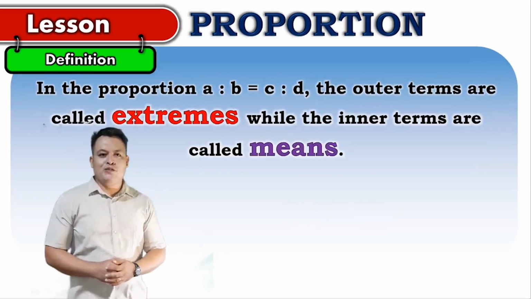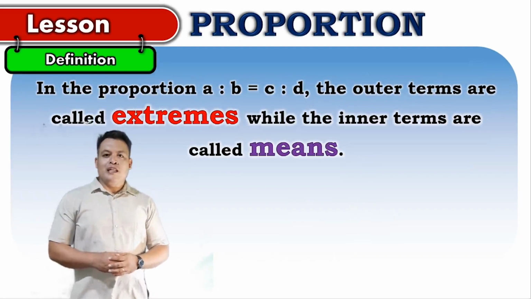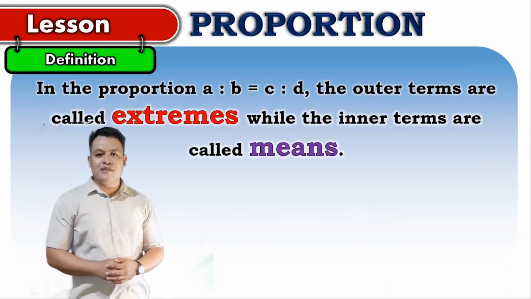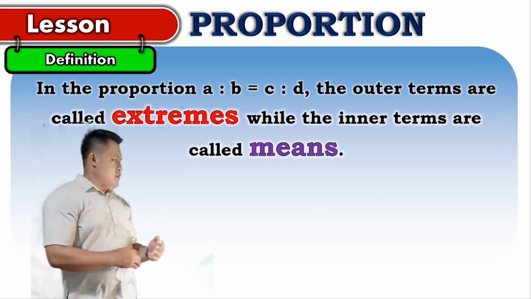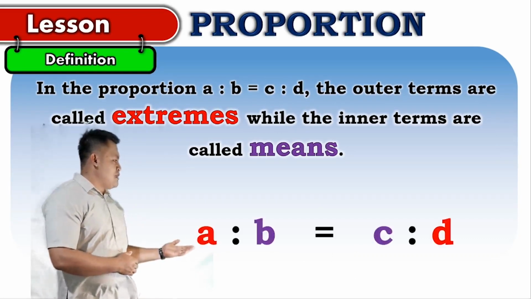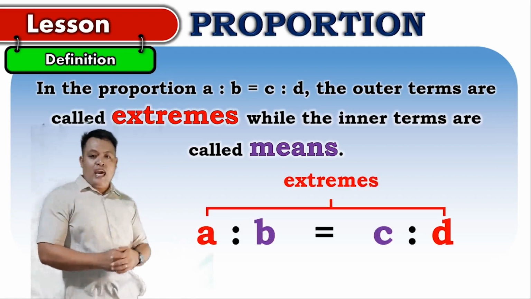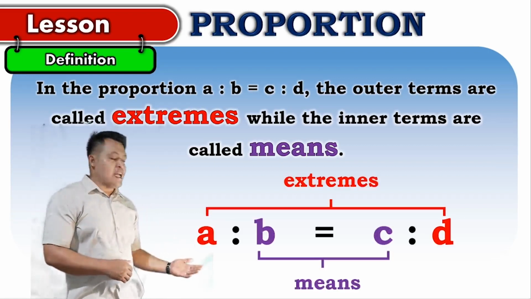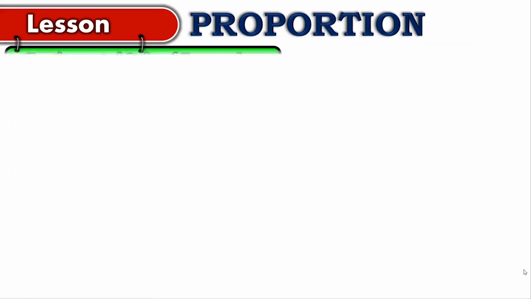In a proportion which is written in colons, the outer terms are called extremes and the inner terms are called means. In this proportion, A is to B is equal to C is to D, A and D are the extremes and B and C are the means.